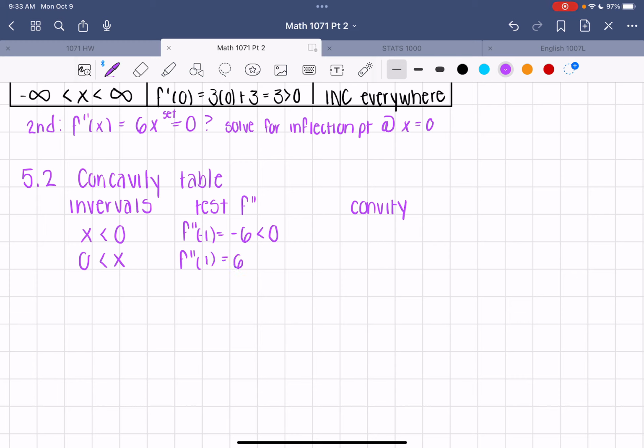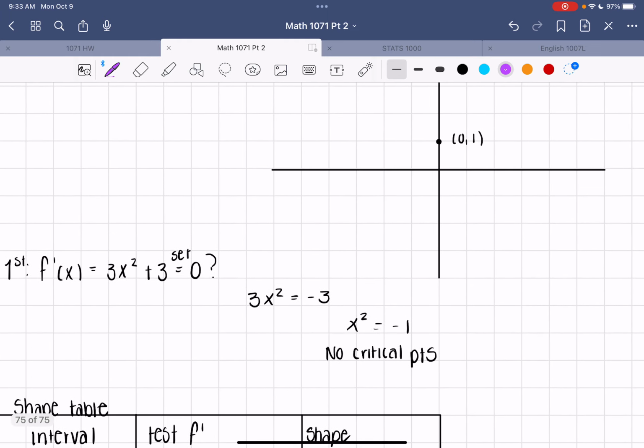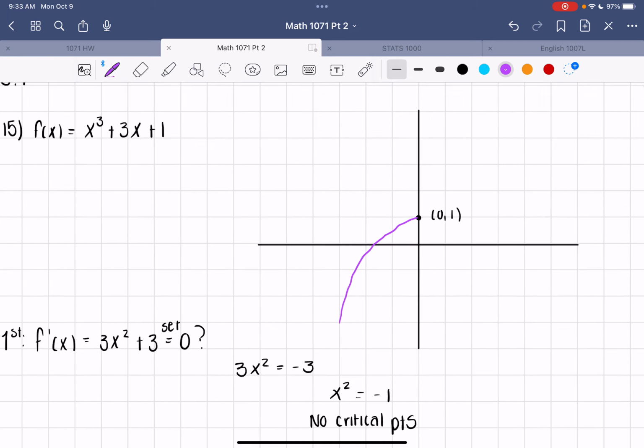And now we can finish the sketch. This is increasing everywhere. But left of 0, it's concave down. What does increasing concave down look like? To the right of 0, it is increasing, but concave up. Okay? So that's how you put this information together.